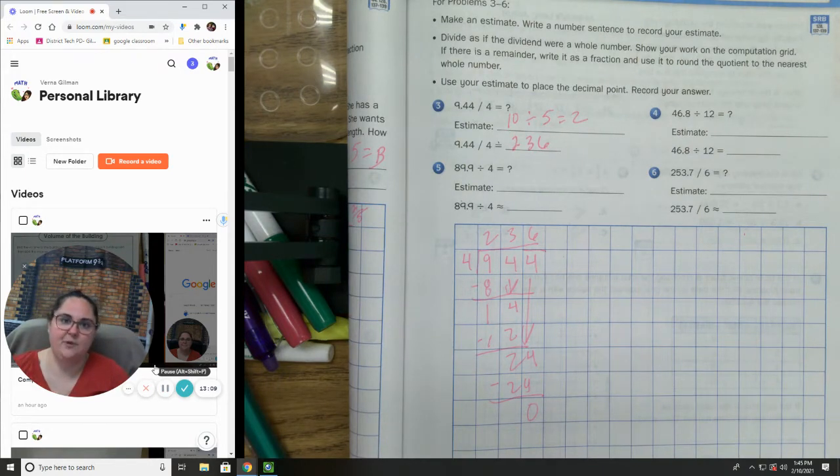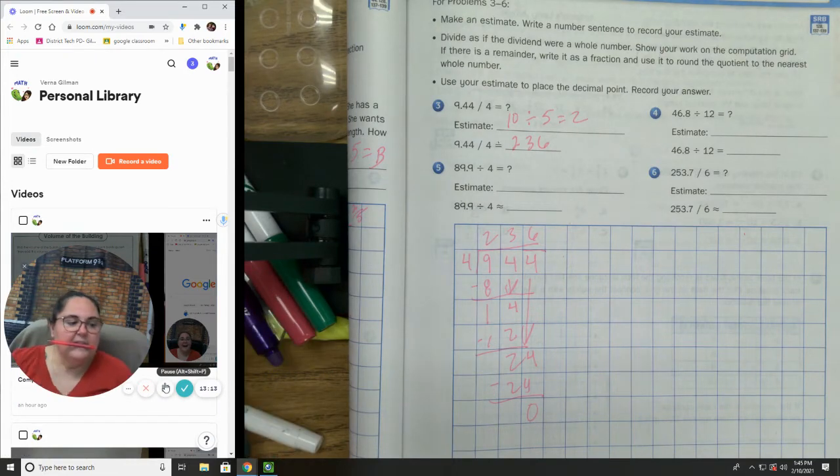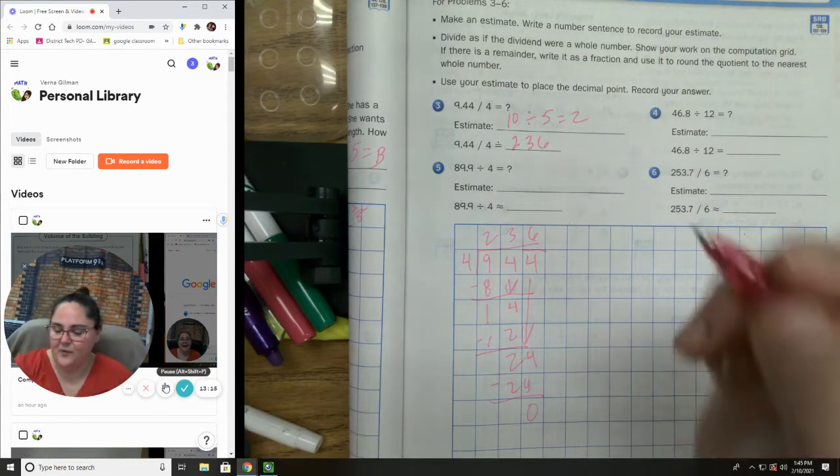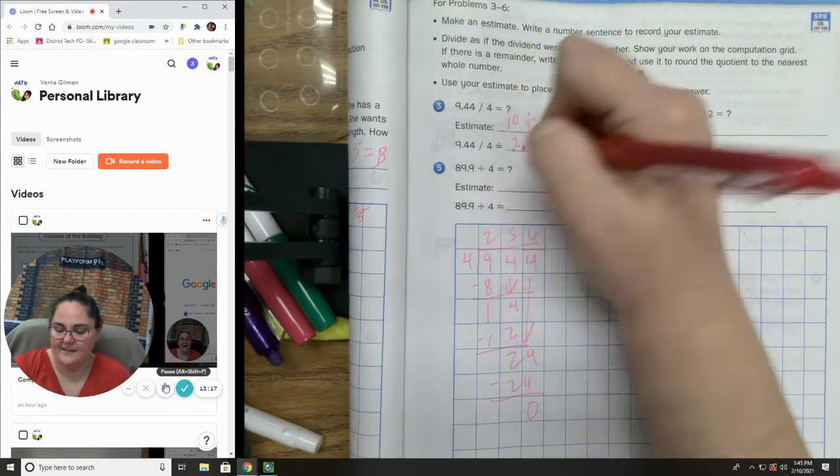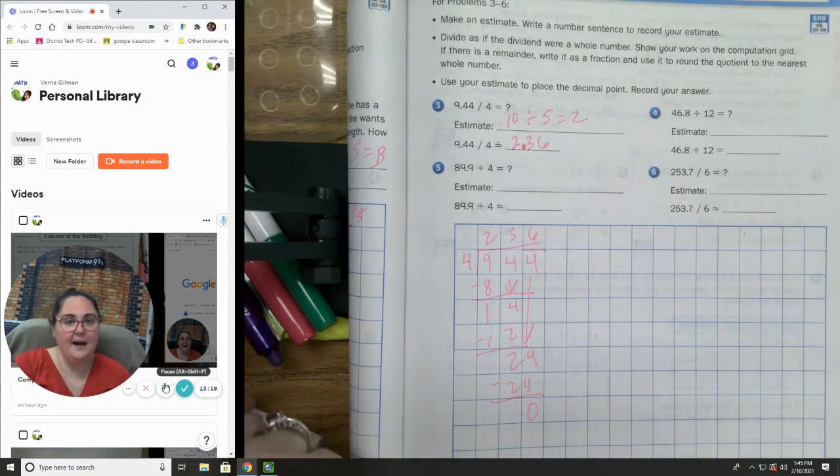Where would I put my decimal? Write the answer with a decimal. All right, for this one, I will put my decimal right here. It is right between the 2 and the 3 because my answer should be close to 2.